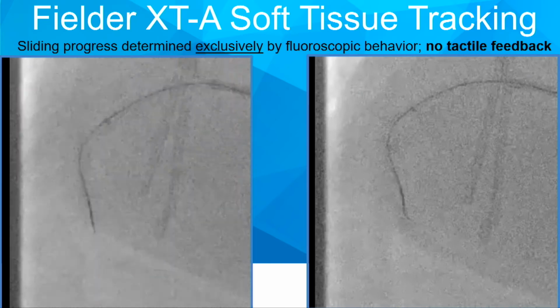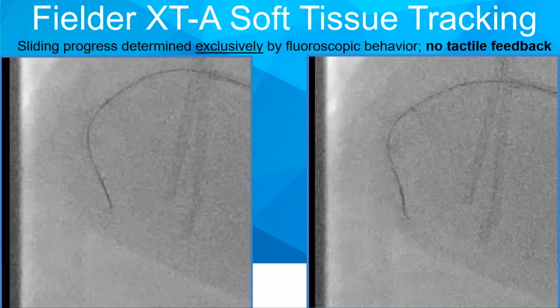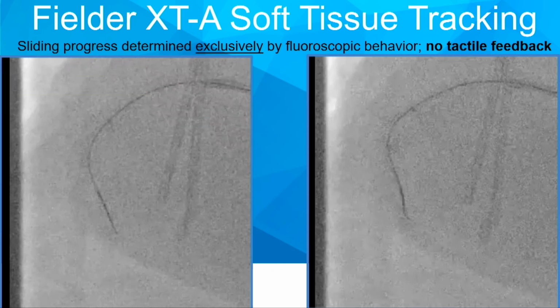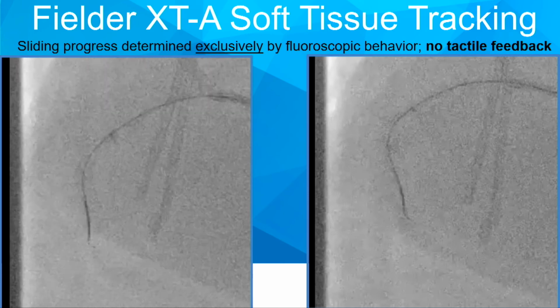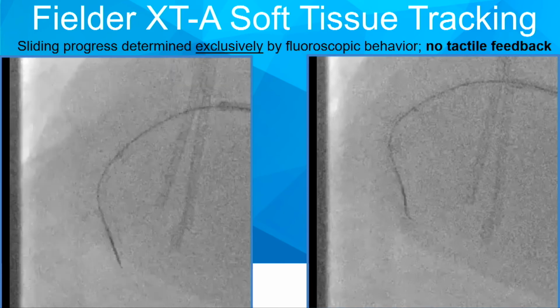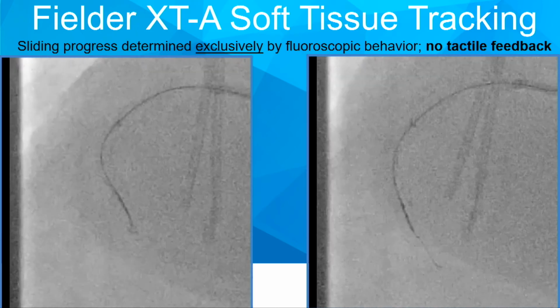So this is an example of using a soft jacketed wire just to probe the cap. And you can see in the left panel, maybe a little overcommitted with the microcatheter. There's no tactile feedback with this wire, but you can see it buckling. That means that it's hitting something that it's never going to penetrate. Pull the microcatheter back a little bit and just reintroduce the wire, and it found the path of least resistance.